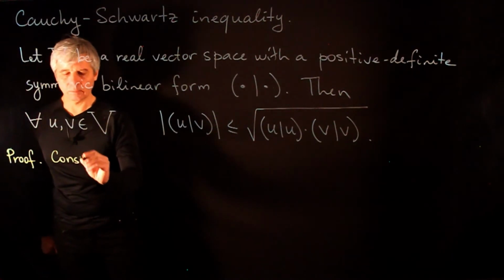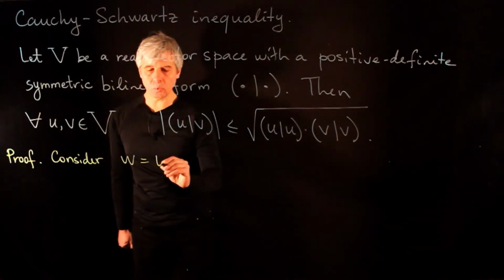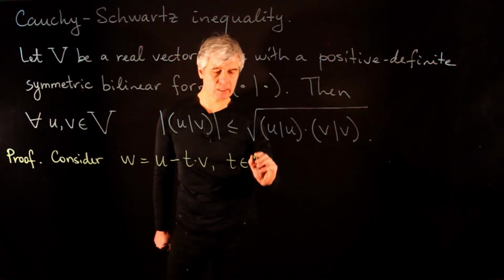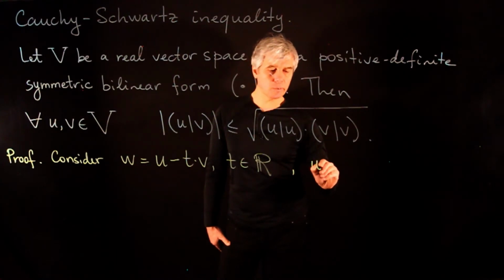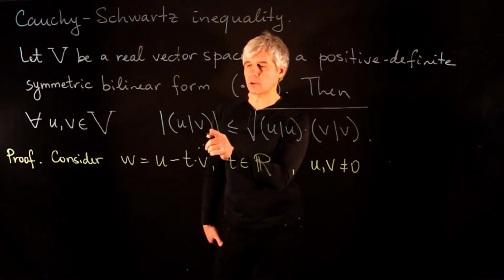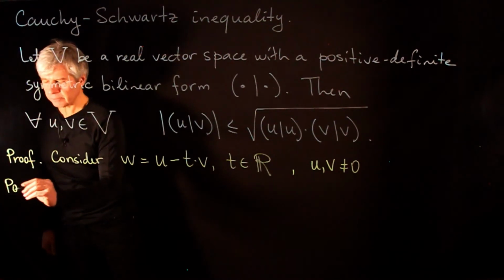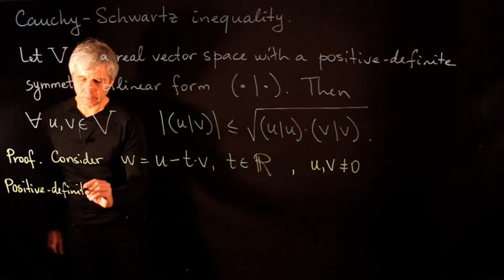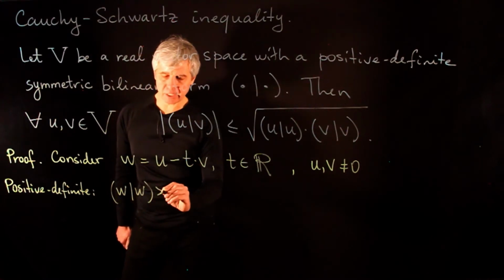Consider a new vector w, which is u minus t times v, where t is a real number that we are going to fix a little later. Here we are assuming that both vectors u and v are non-zero, because if one of these vectors is 0, then we get 0 on both sides. Because the form is positive definite, this implies that when we evaluate w with itself, this must be greater or equal to 0.